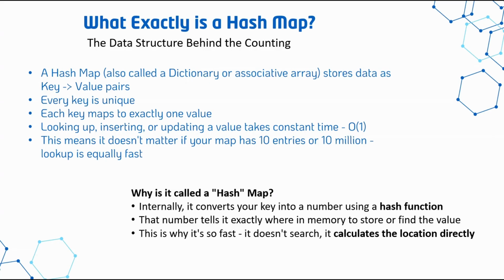So why is it called hash? You can read through this. Every key is unique, and each key maps to exactly one value, because otherwise you will get duplicate data. The word hash comes from the fact that internally it converts your key into a number using a hash function. If you don't know what a hash function is, you can read it through. It's just an encrypted value. That number tells exactly where in memory to store or find the value.